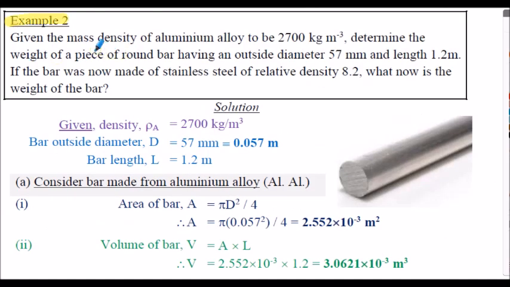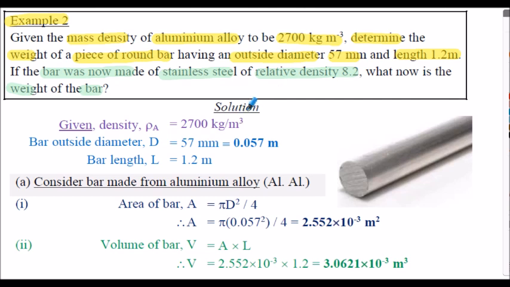Example 2. Given that the mass density of aluminium alloy is 2,700 kilograms per meter cubed, we've got to determine the weight of a piece of round bar having an outside diameter of 57 millimeters and a length of 1.2 meters. If the bar was now made of stainless steel having a relative density of 8.2, what now is the weight of the bar? So two parts to the question, call them A and B.